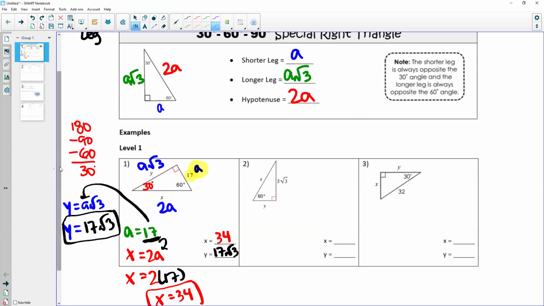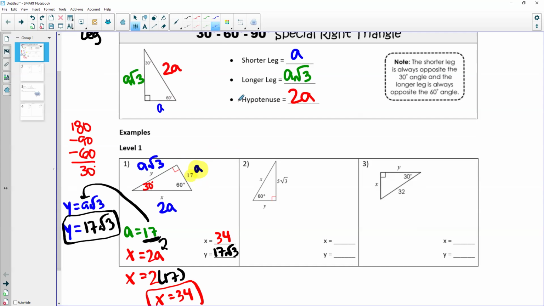One thing I do want to point out here is that pretty much anytime you do these special right triangle problems, your objective is going to be to find the value of A. This one made it real easy for us because they told us the side represented as A. But that's not always going to be the case in the problems that we look at. So for example, let's look at the next one. Let's look at number 2.